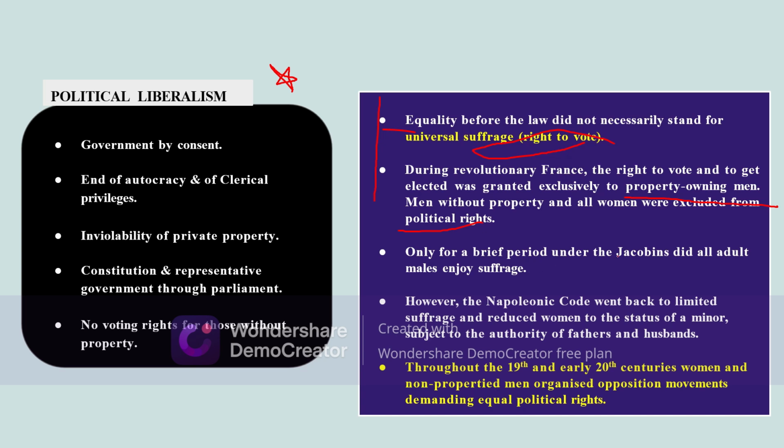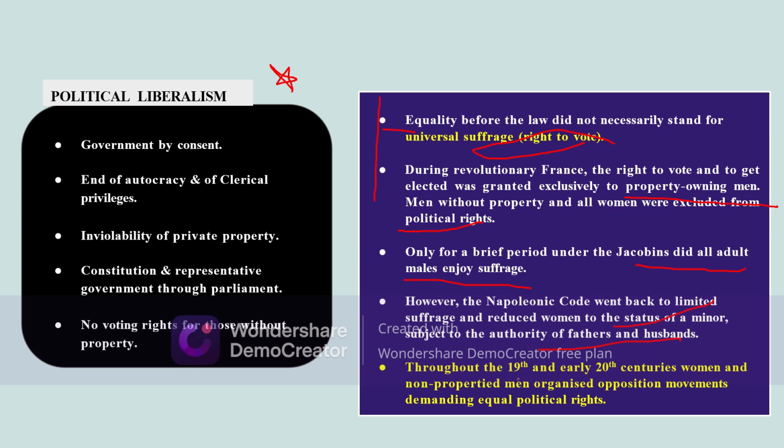Only for a brief period under the Jacobins did all adult males enjoy suffrage. All adult males enjoyed suffrage only during the reign of Maximilien Robespierre, when the Jacobins ruled over the country. However, the Napoleonic Code went back to limited suffrage and reduced women to the status of a minor, subject to the authority of fathers and husbands. This can be asked as a 1-mark question. During whose reign were women reduced to the status of a minor? That was during the reign of Napoleon.